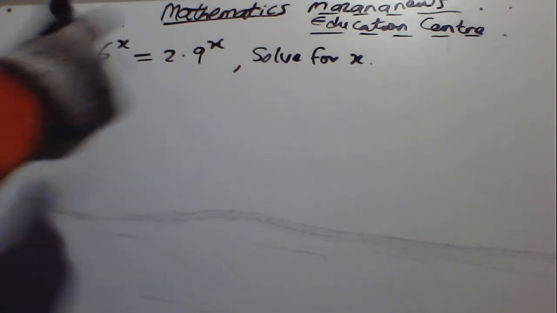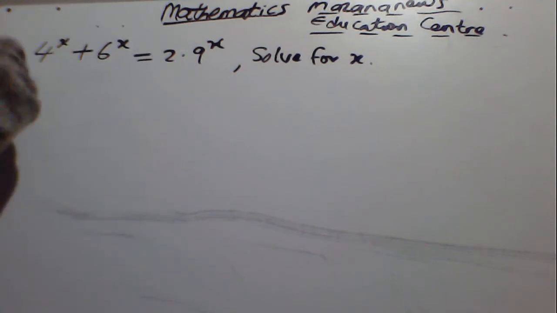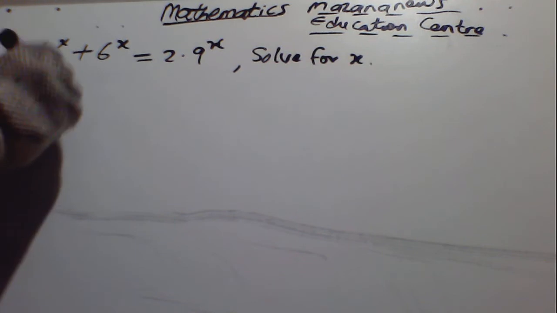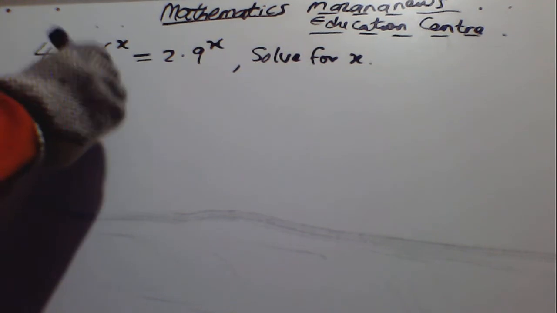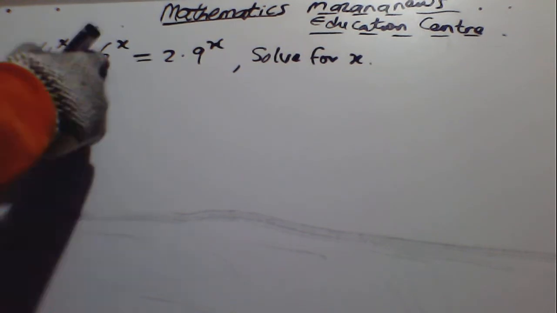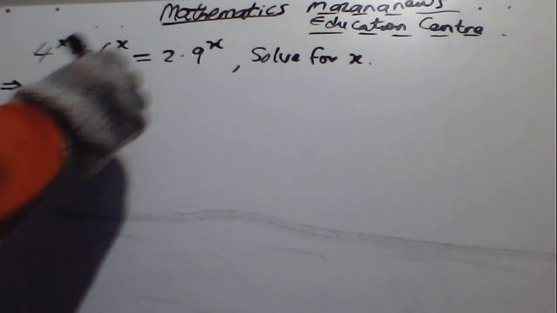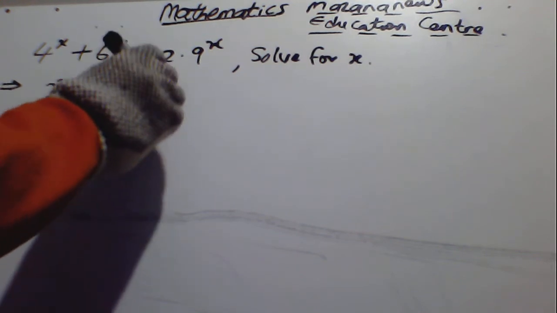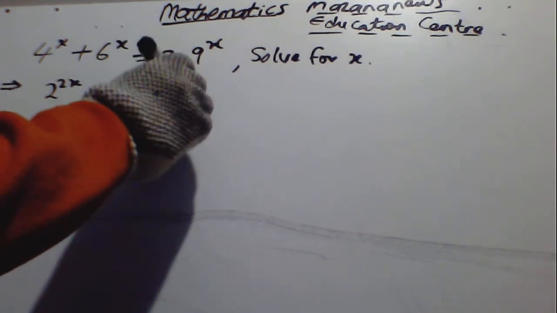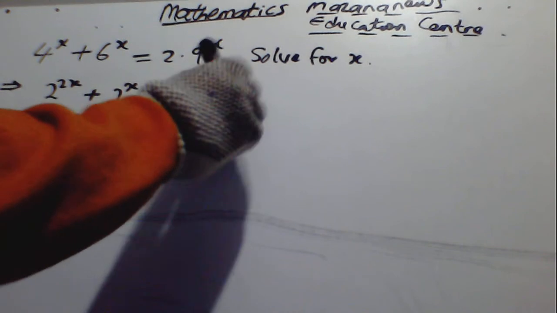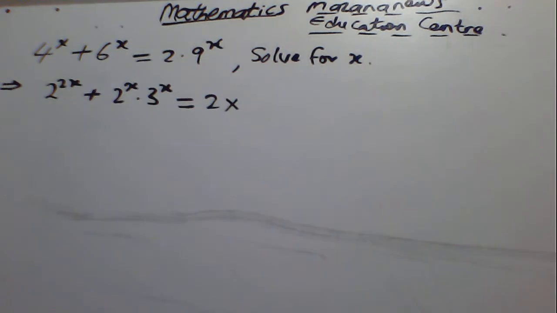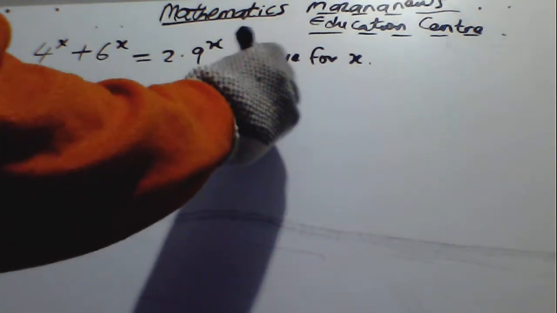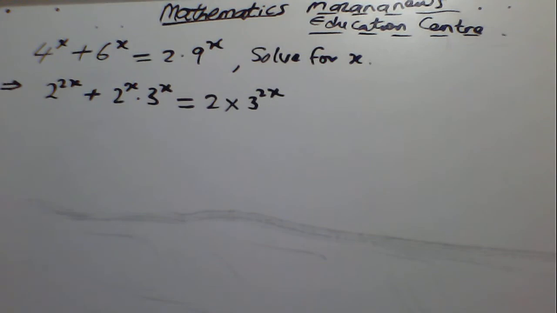So we can simplify. This is equal to 2 raised to power 2x plus, we can split it into 2 raised to power x times 3 raised to power x, is equal to 2 times 3 raised to power 2x. This is a multiplication sign. So this is the first thing.